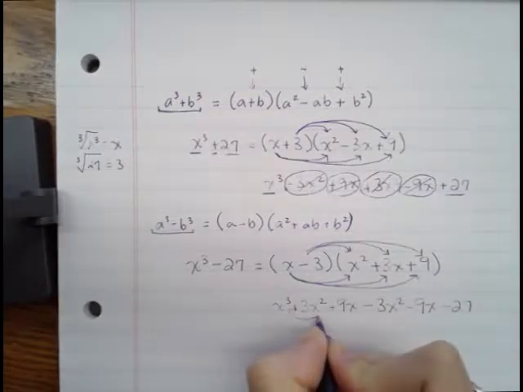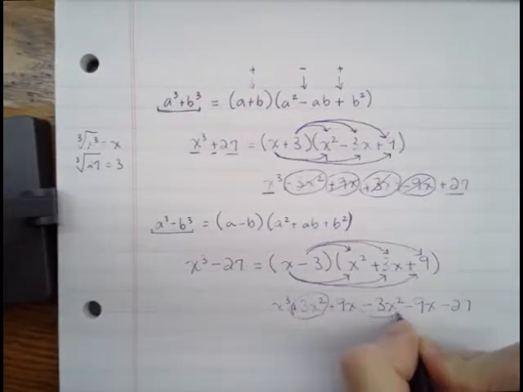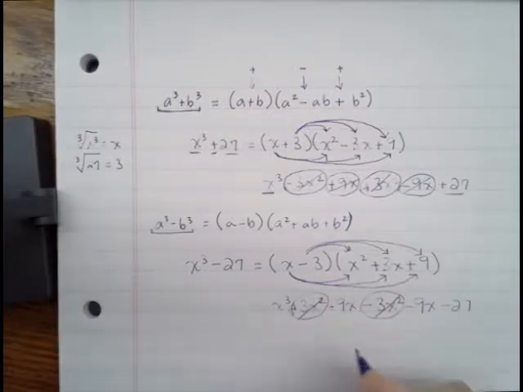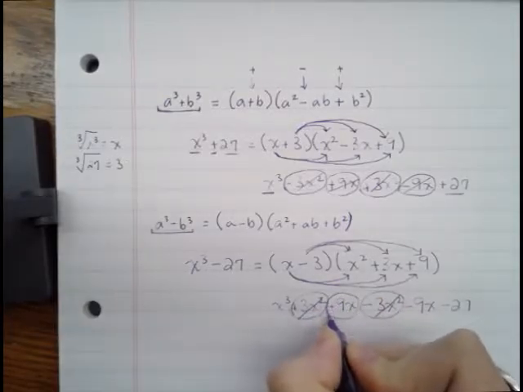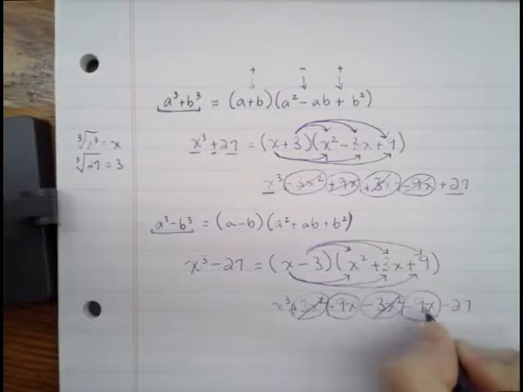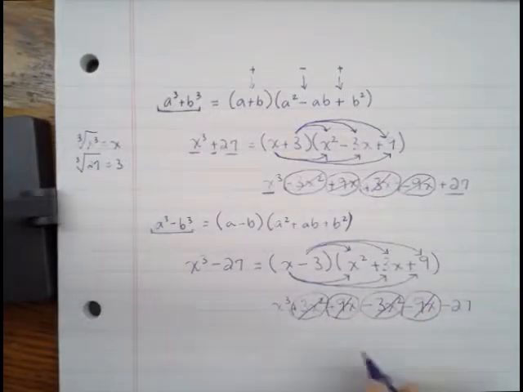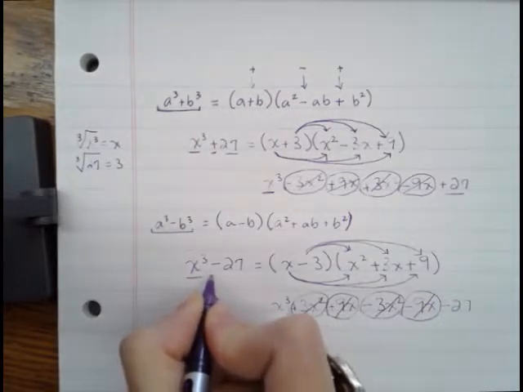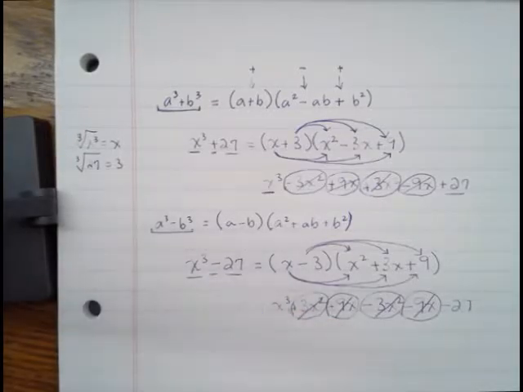And look at what happens again. Here's our positive and our negative, and those like terms cancel. Yes, they actually cancel because they go to 0. And those cancel because they go to 0. And what are we left with? We're left with x cubed minus 27.